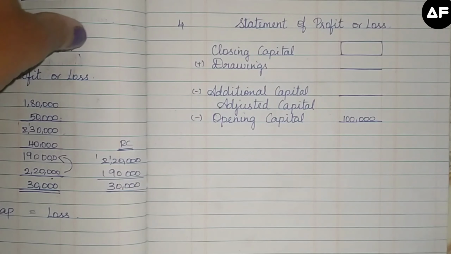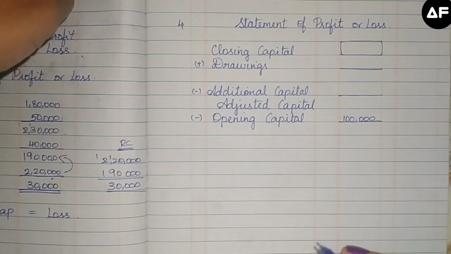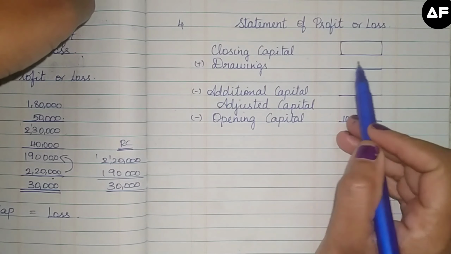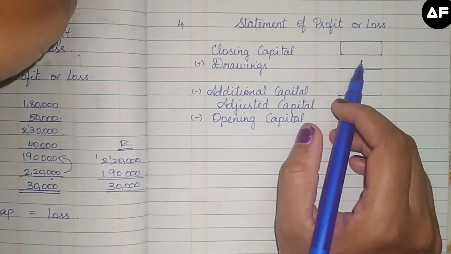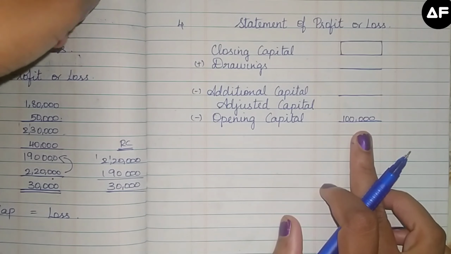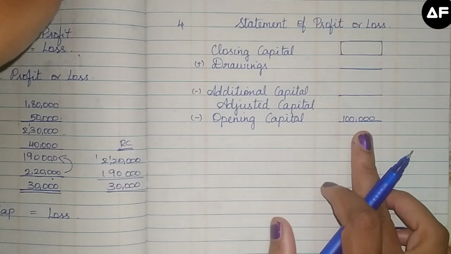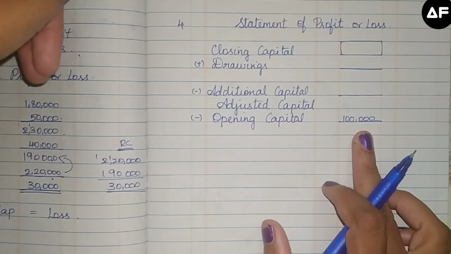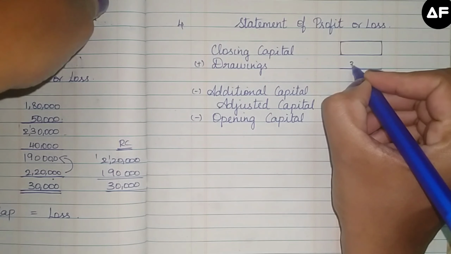This is also a missing figure sum. So in this sum, from the following details, we have to calculate the closing capital as on 31st December 2018. Therefore, closing capital is a missing figure. What details he has given is capital as on 1st Jan 2018, that is, your opening capital is 1 lakh. Goods withdrawn for personal use by the owner. When cash or goods are withdrawn for the personal use of the owner, it is termed drawings. So 30,000.